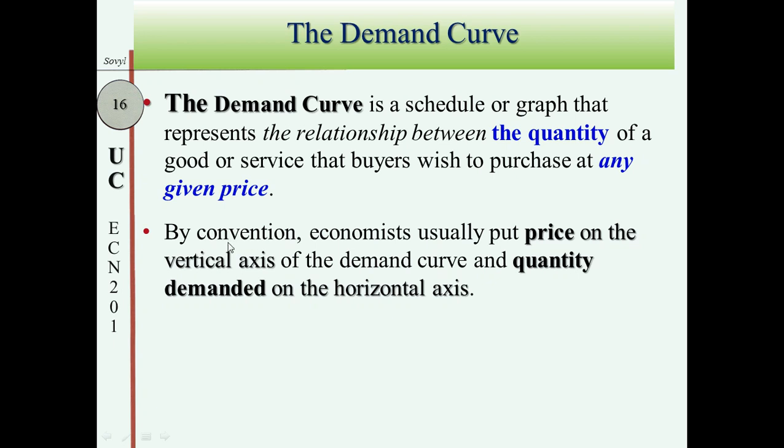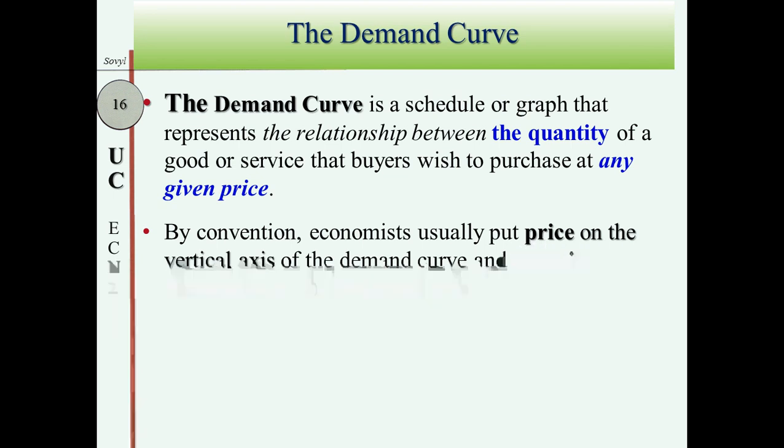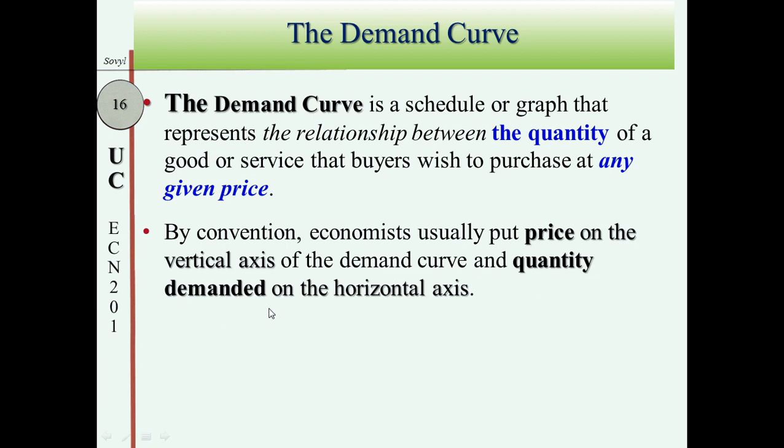By convention, be careful. By convention, economists usually put price on the vertical. What is vertical? Vertical is like here. Remember that from the appendix. Vertical is OY. How about horizontal? Horizontal is OX. So by convention, to make it easy, economists put price on the vertical of the demand curve, and quantity demanded on the horizontal. Vertical OY, horizontal OX.